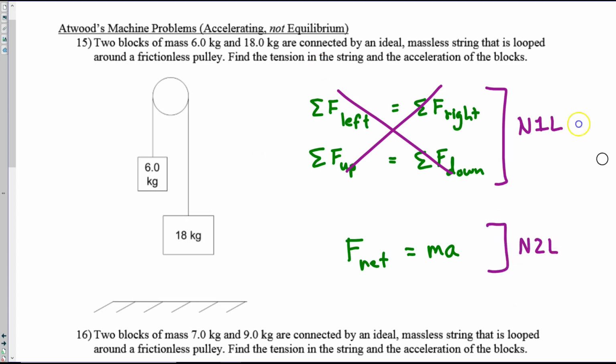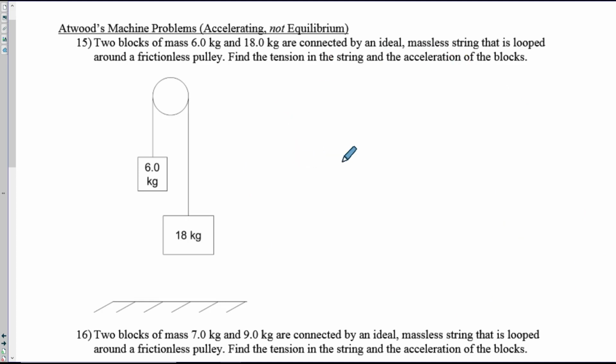So in this problem, we have two blocks connected by a string. It's a game of tug-of-war. Which one wins? The bigger block. So the bigger block accelerates downward, and the smaller block accelerates upward.